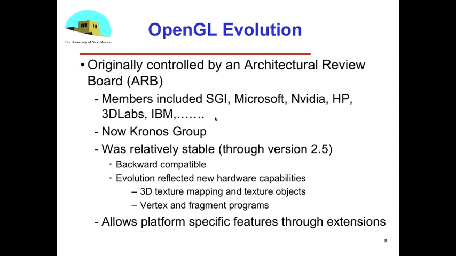Now it's been replaced by the Khronos Group, which sets a number of standards, not only the OpenGL standard, but the OpenCL standard, which allows you to do numerical computing on GPUs, and a number of other standards. Now, in terms of the standard itself, it was pretty stable, and it didn't change very often.